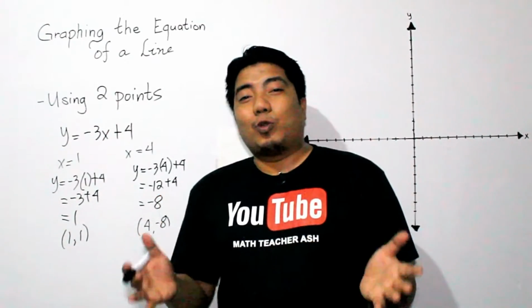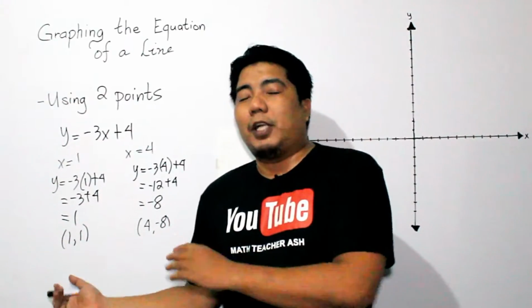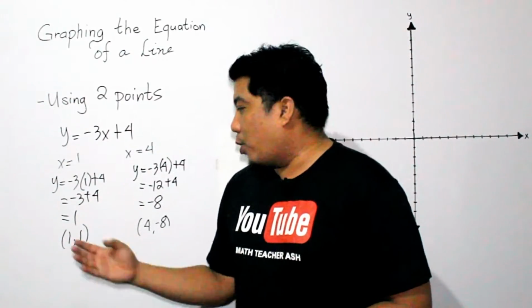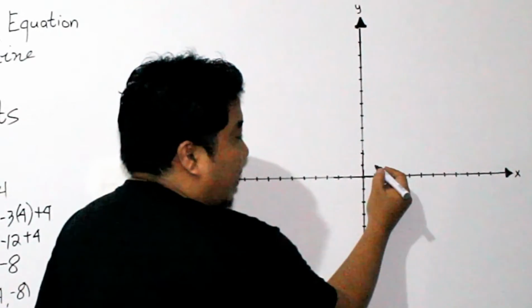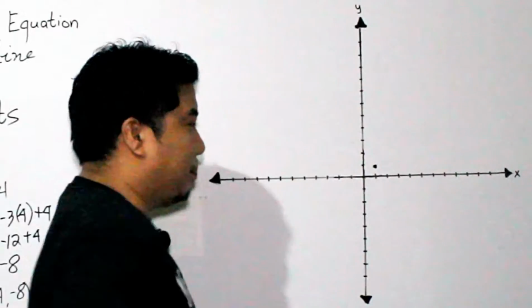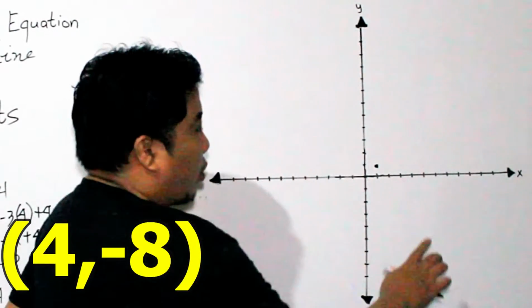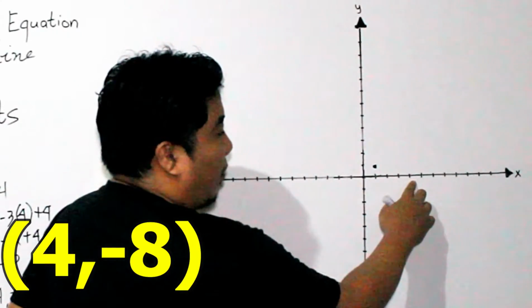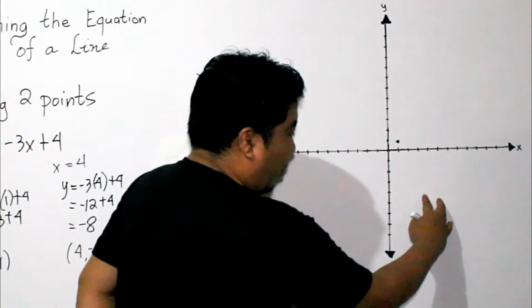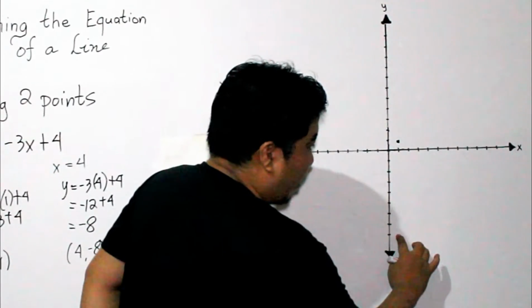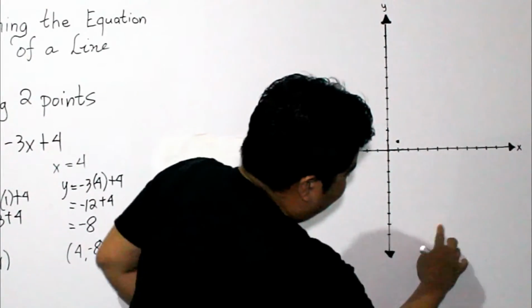So now I have my two ordered pairs, and the next thing you should do is to plot these two points, or these two ordered pairs, on your rectangular coordinate system. We have 1, 1, so that is positive 1 for x and y. So that is located here. Next, we have positive 4, negative 8. So positive 4, that is 1, 2, 3, 4, and negative 8 for y. We have 1, 2, 3, 4, 5, 6, 7, 8, also here. Okay, so that is here.